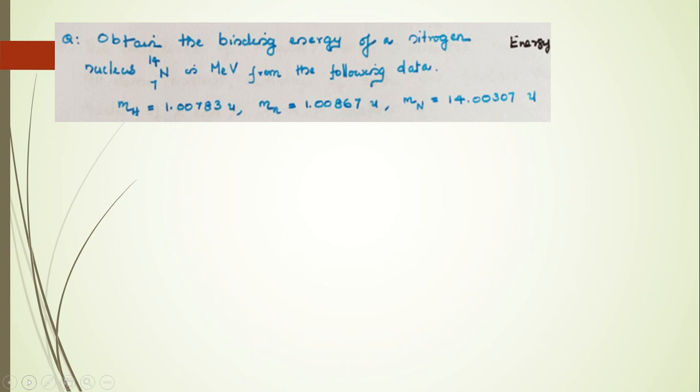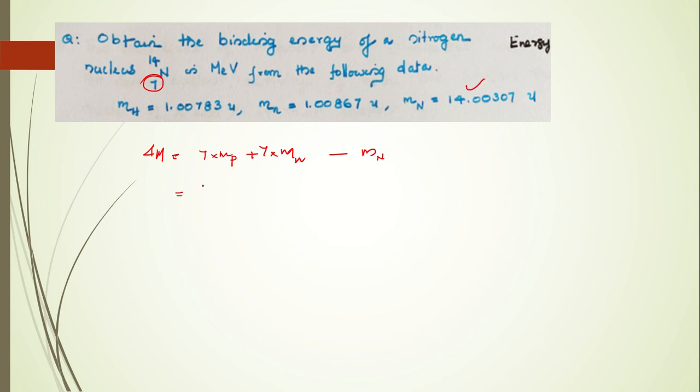Obtain the binding energy of a nitrogen nucleus N-14 in mega electron volt from the following data. So here, at first we have to find the mass defect. There are 7 protons, so 7 into the mass of a proton, plus 7 neutrons, so 7 into the mass of a neutron. We have to subtract it from the mass of the nucleus, which is given.